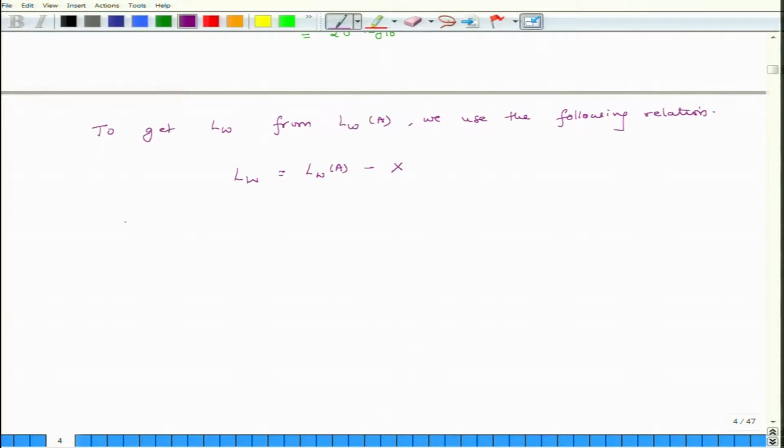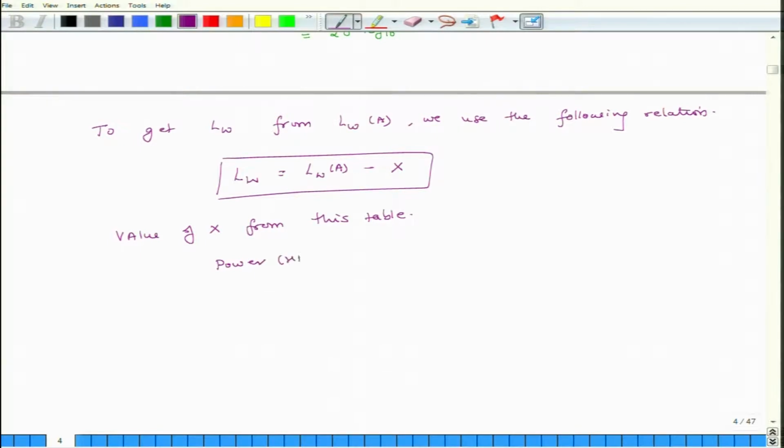So, we get the value of X from this table, and I will just write the table, it is not very complicated. In the table I have two columns, power in horsepower of the motor and the value of X.